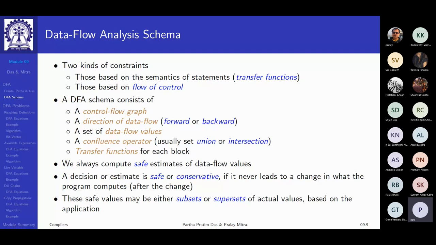Just to remind, we will always compute safe estimates of data flow values. That is, a decision or estimate will always have to be conservative. That is, if we apply it on any program state, which is potentially infinite, or if we use that to make a change in the program, then it will never lead to a change in the computation that the program does. Right? So it has to always preserve the program logic. And mind you, this applies over infinite program states. So this assumption of conservative estimate is very, very important.